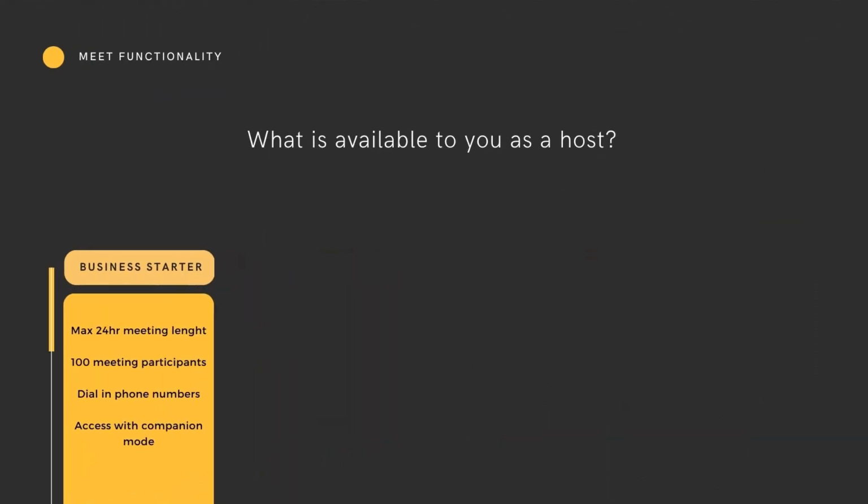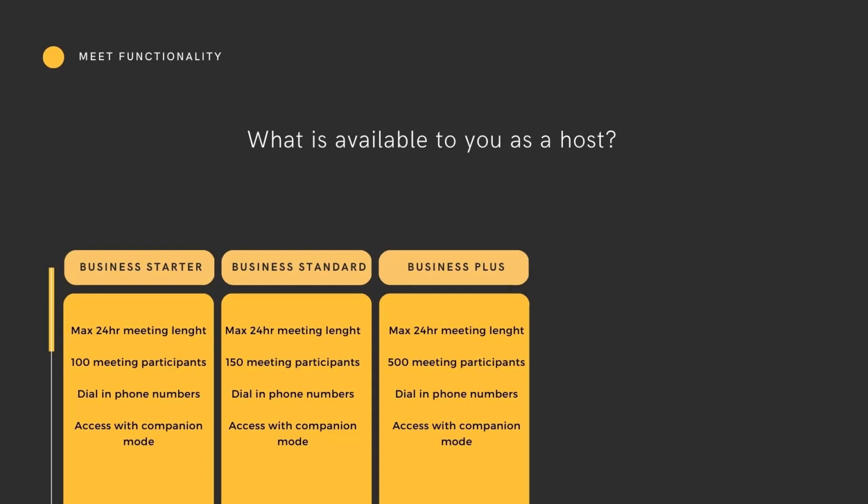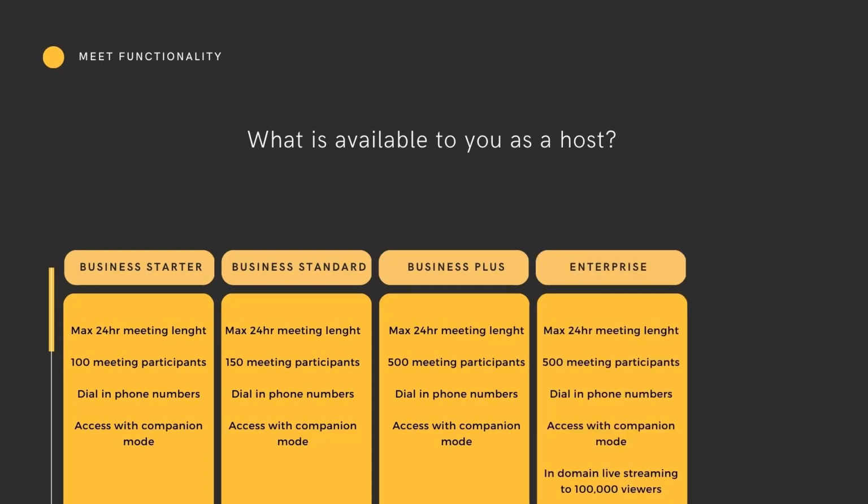There are some limitations around participant modes in Google Meet. These are dependent on the Google Workspace edition. Business Starter has the standard 24-hour meeting length, but a limit of 100 participants in the meeting, including those dialed in or accessing in companion mode. At Business Standard level, the number of participants jumps to 150, and in Business Plus, this increases yet again to 500. When hosting at enterprise level, the number of participants doesn't increase, but the ability to live stream kicks in, allowing for communication without an unwieldy number of participants on the call.